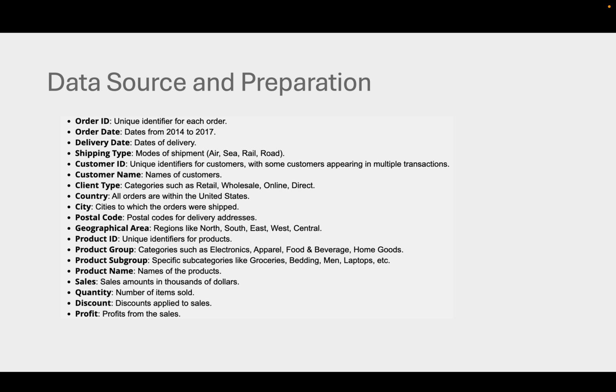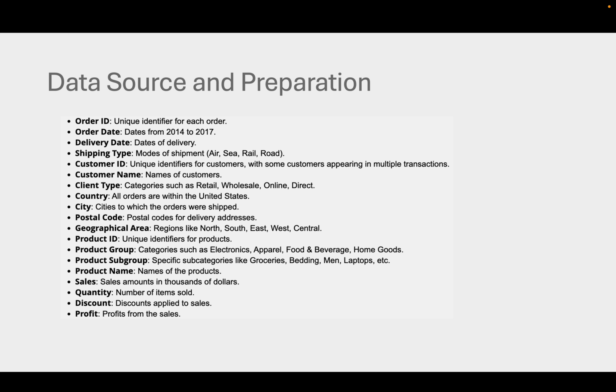to Government Goods Incorporated. We have the order dates they were ordered for, then the delivery date, and we have shipping types. So how were the goods delivered to the customers? Either through air, railroad, and so on and so forth. The customer ID for each customer, they each have a unique ID in the system as well as their name.